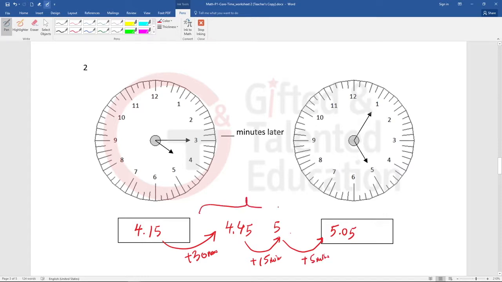So the total time taken would be 30 plus 15 plus 5, which is 50 minutes. So the answer is 50 minutes later.